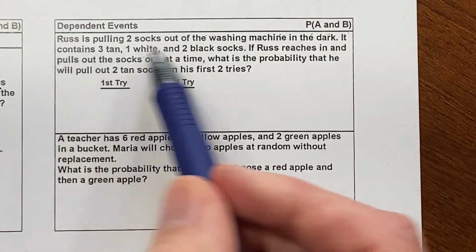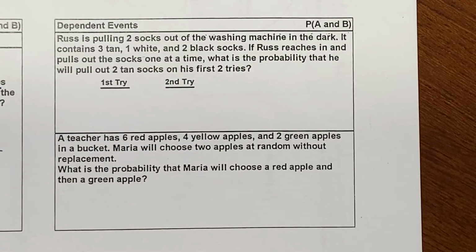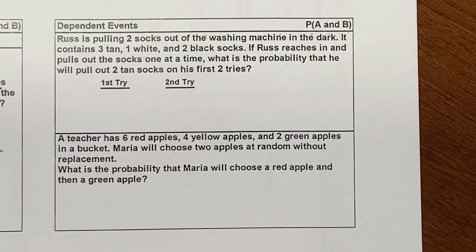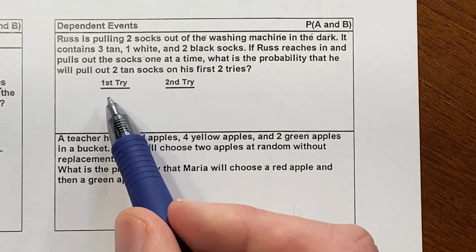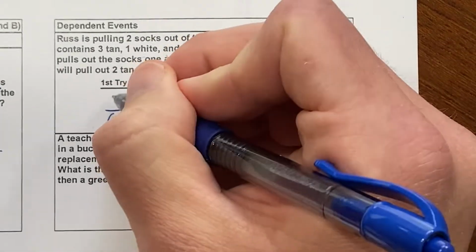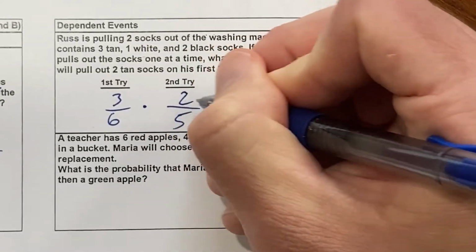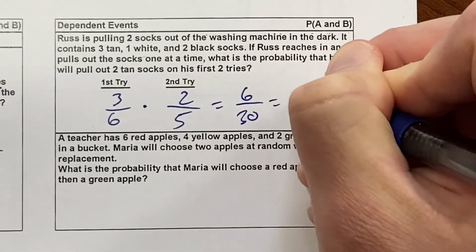Russ is pulling 2 socks out of the washing machine in the dark. It contains 3 tan, 1 white, and 2 black socks. If Russ reaches in and pulls out the socks one at a time, what is the probability that he will pull out 2 tan socks on his first 2 tries? First try, we've got 6 total socks, and there are 3 tan. Okay, so now Russ, who's in the dark apparently, takes out a tan sock and puts it on his foot and he's squishing around in it. How many total socks are in the washing machine still? 5. How many of those are tan now? 2. That's 6 out of 30. That's 1/5.